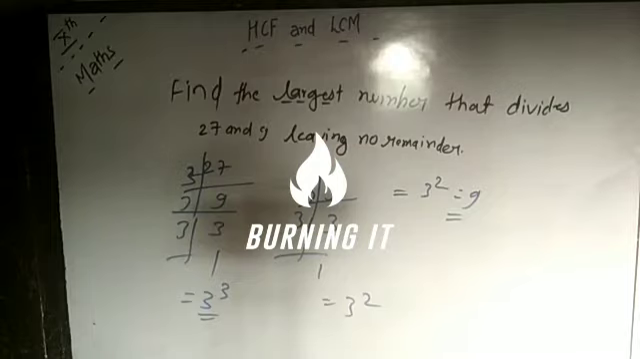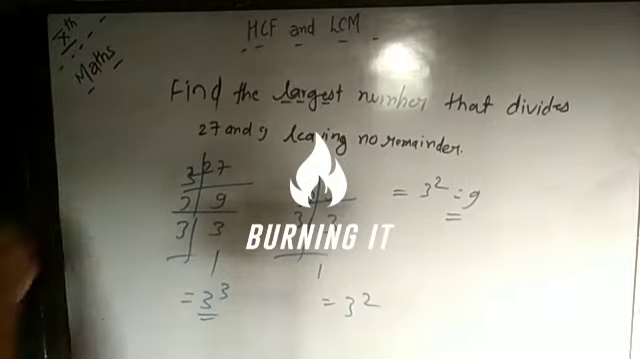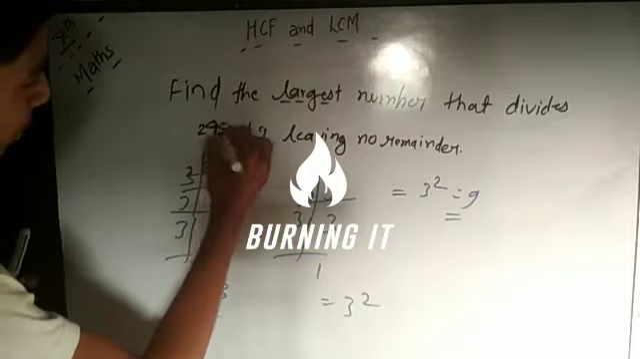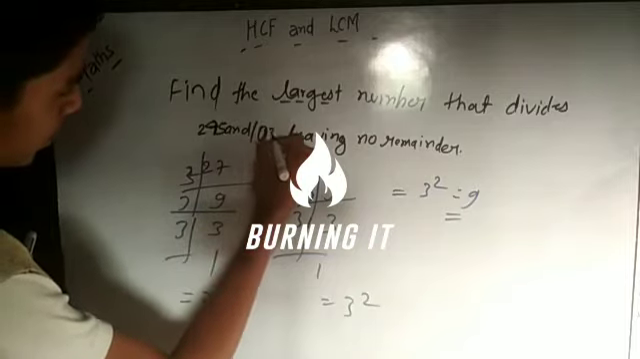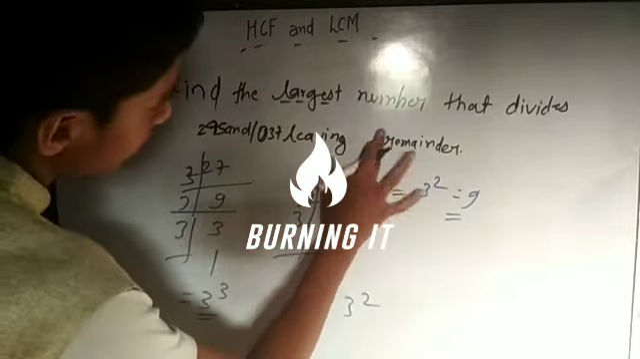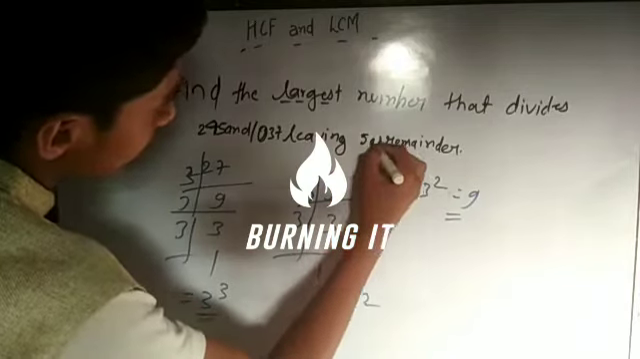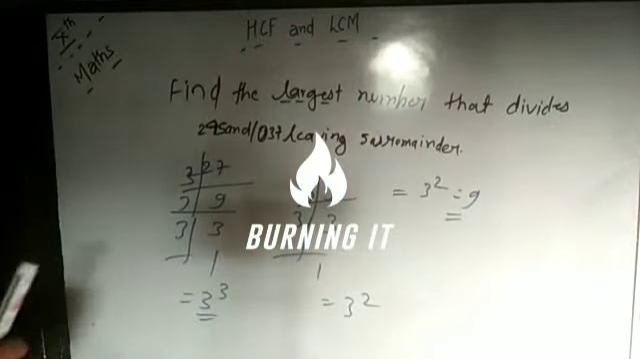Suppose there is a slight change in the question. Here I change the question to 245 and 1037, leaving 5 as remainder. I have changed the question somewhat.